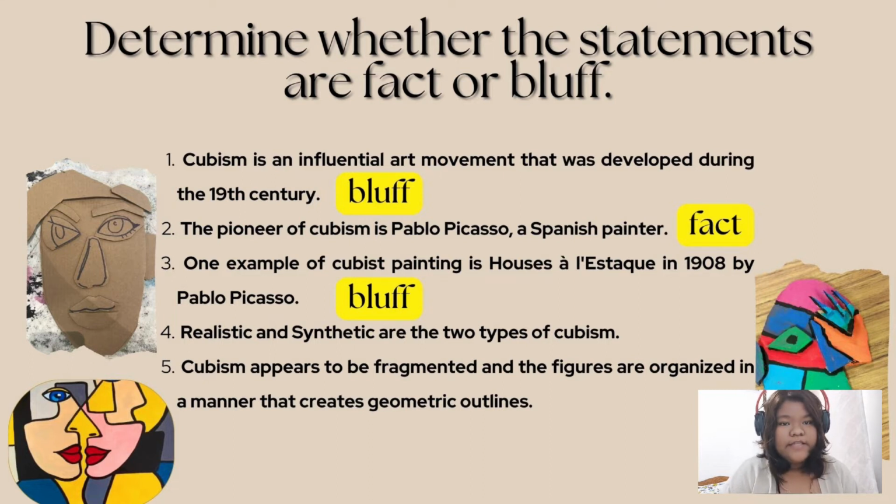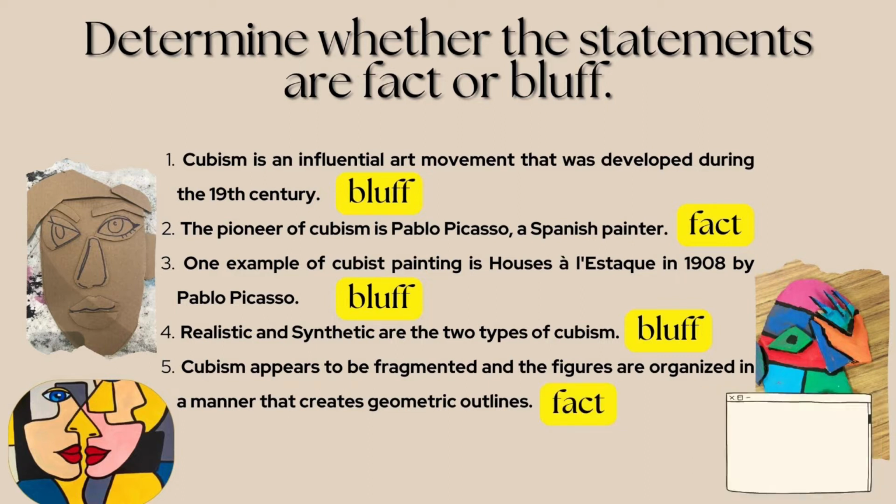Realistic and synthetic are the two types of Cubism. Bluff. And lastly, Cubism appears to be fragmented and the figures are organized in a manner that creates geometric outlines. Fact.